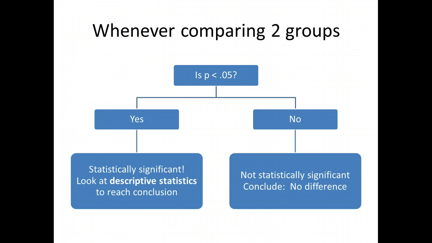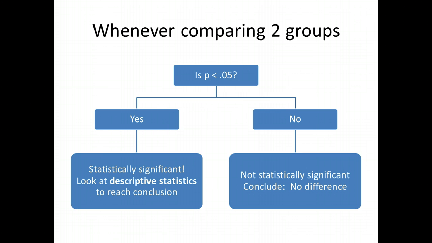Okay, if you're comparing two groups, what you do first is look at the p-value, decide if it's less than 0.05. If it is, your result is statistically significant, and you go on and look at the descriptive statistics to reach a conclusion. If the answer is no, if your probability, your sig value, is not less than 0.05, then you decide it's not statistically significant, and you conclude that there's no difference.